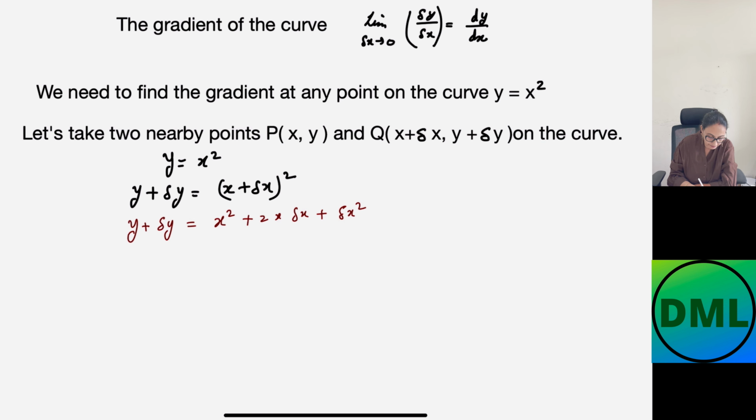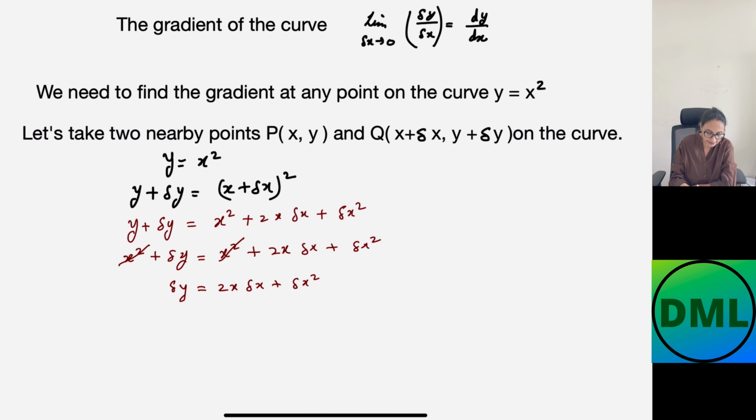We have the curve y is equal to x square here. So we will replace this y with x square. Let's replace it. So this will be x square plus delta y is equal to x square plus 2x delta x plus delta x the whole square. X square will get cancelled from both the sides. You will get delta y is equal to 2x delta x plus delta x the whole square.